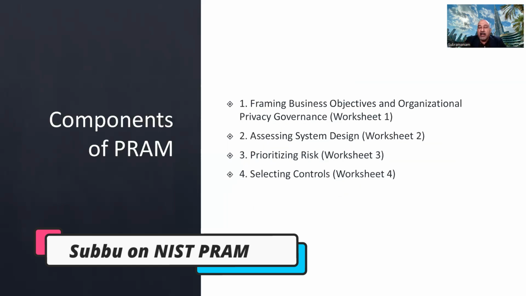There are four worksheets associated with the PRAM. Worksheet 1 is on the objectives, 2 is on the system design, 3 is on prioritizing the risk, and 4 is on selecting the controls. Business objectives should come from the respective team. But for every team, their data is very critical. If you go to HR, it's very important what the HR data is.